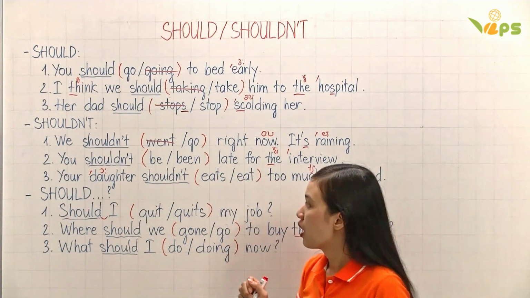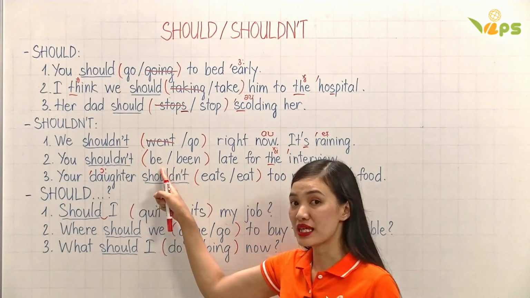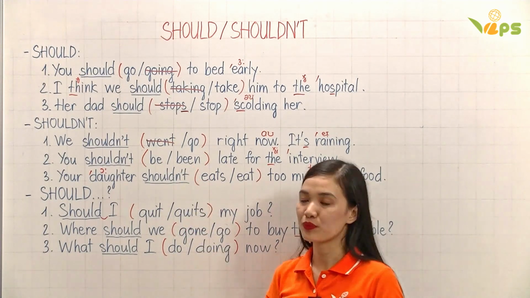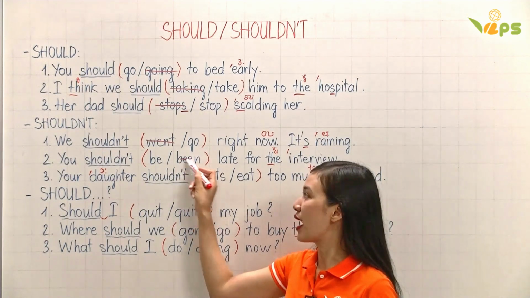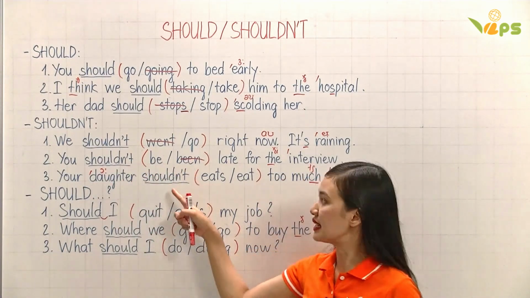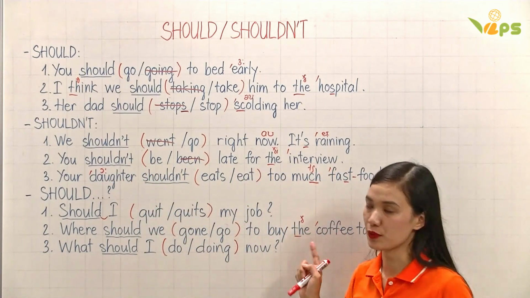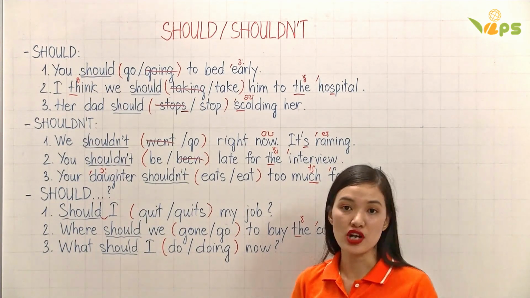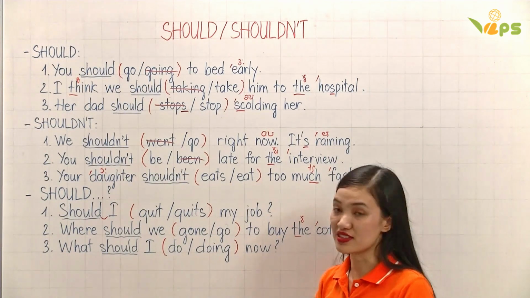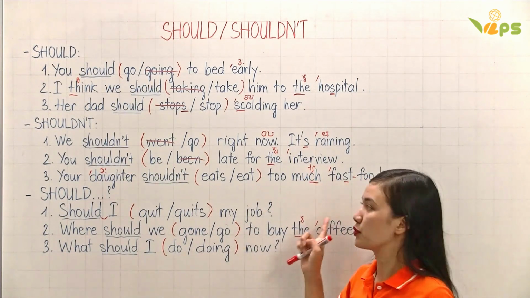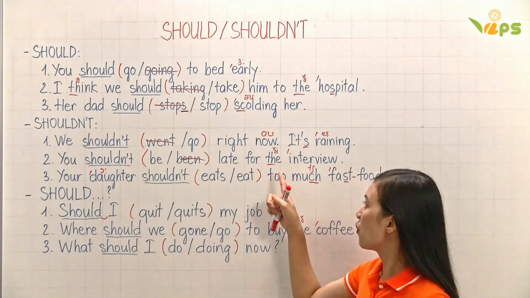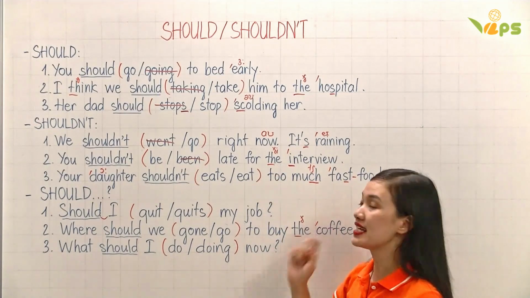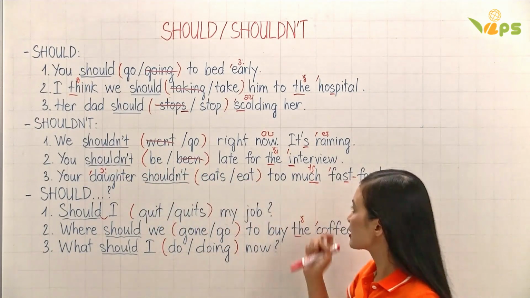Number two, you shouldn't be or been? Be. Okay, the base form of to be. And been is the past participle. So we use be, right? Not been. You shouldn't be late for the interview. If you go to the interview, that means you are wanting a new job. You go to the interview for a company, and if you are successful, you can get the job after the interview. You shouldn't be late for the interview. Here interview begins with a vowel, so the interview.